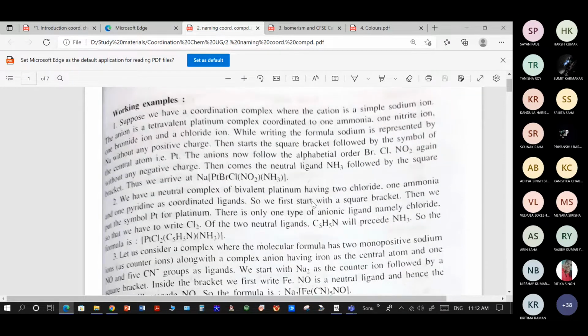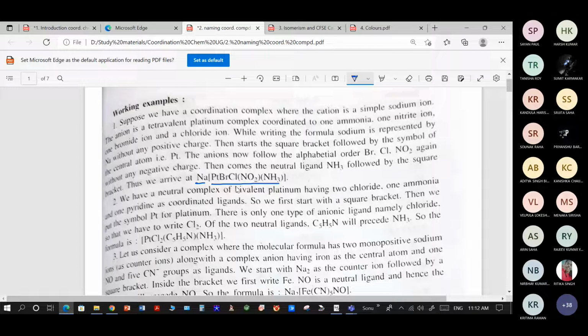Let us consider here. How can you write down a coordination complex formula? First of all, you have to write down the cation. So this is the cationic part, sodium, and then the coordination complex here. Writing down the coordination complex, first you have to put the metal. Which metal is there? Here platinum is there, and then the anionic ligands. Anionic ligands will come first, and after that the neutral ligands.